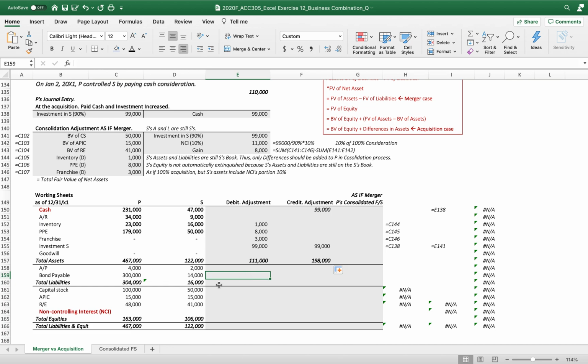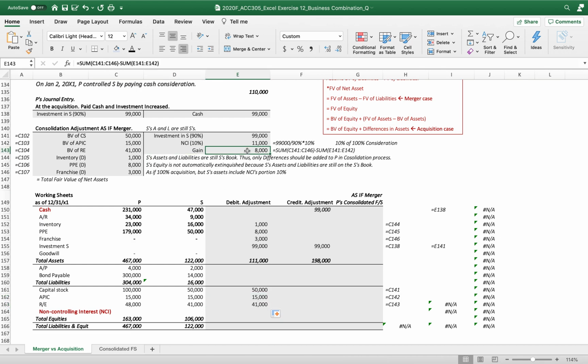Okay, and then there's no adjustment on the liability. Again, on the acquisition process, there's no adjustment. Unlike the merger cases, we just combine the S and P liabilities as if merger. The reason why we manually combine these two is that S company is still operating. So next is removing the book value of equity of S company. Okay. Then what else? What else do we have to do?